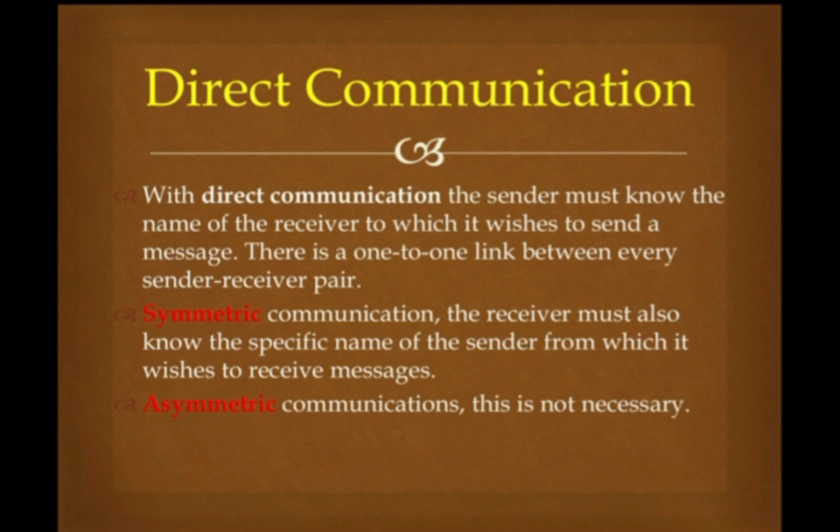Starting with direct communication, here the sender must know the exact name of the receiver to which it wants to send a message. And there is a one-to-one link between a sender and a receiver. Within direct communication, there are two types. Symmetric communication, where the receiver also needs to know the specific name of the sender it wants to receive the message from, and asymmetric communication, where this is not necessary. It means that the receiver does not need to know exactly who is sending the message.